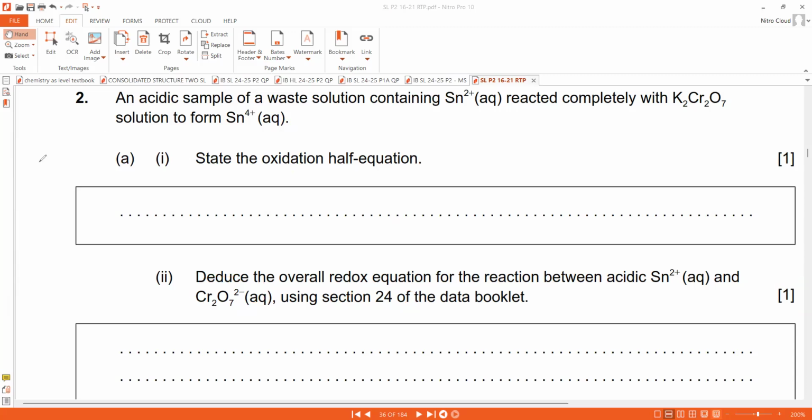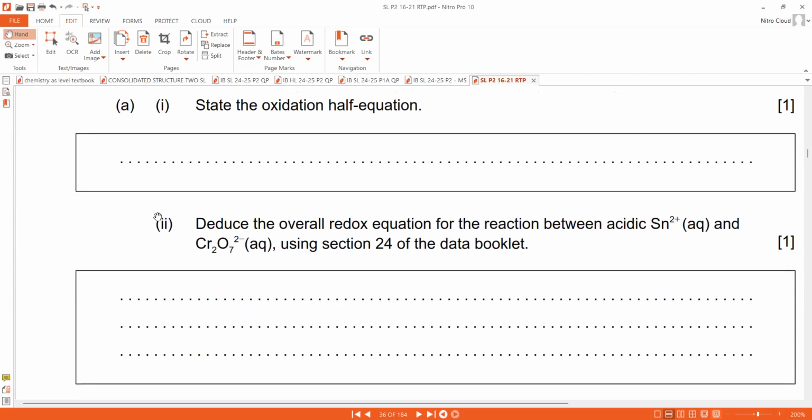Now this is getting reduced. So in the data booklet, you will take the forward reaction because in the data booklet, all the forward reactions are reduction. But we're not taking the ready-made reaction, we'll build up the reaction. So the half equation is Cr2O7 2- becoming Cr3+. And this is in the acidic medium.